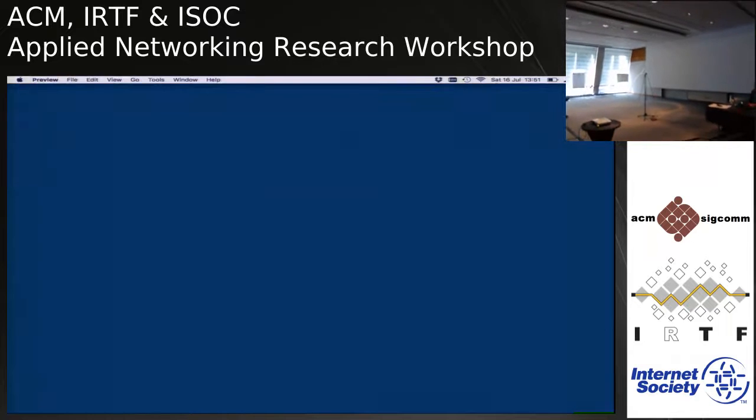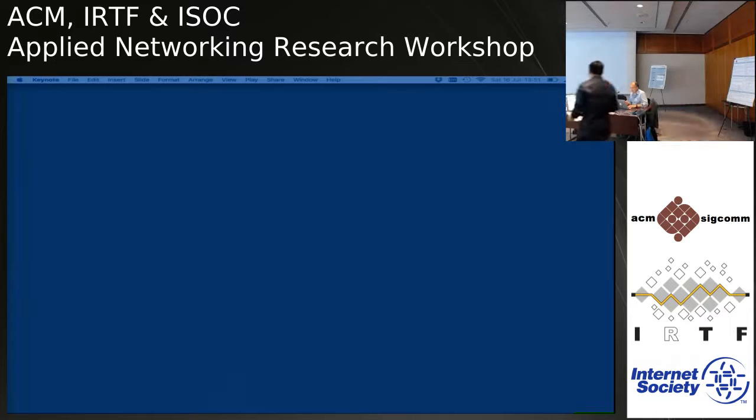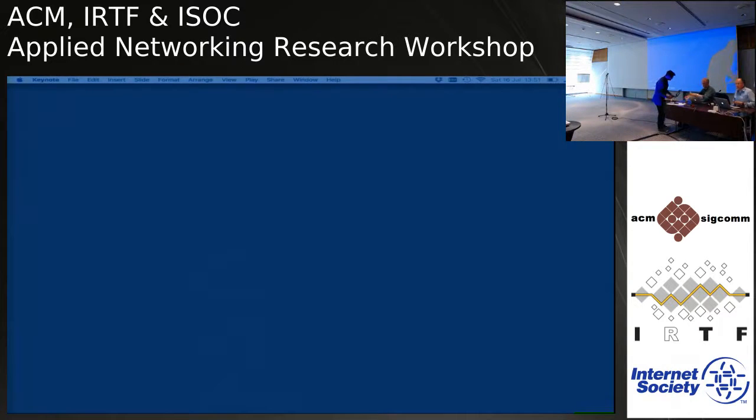And the last one is a short paper. Determining and sharing TCP's initial congestion window. We're going back to the 5-minute game here.